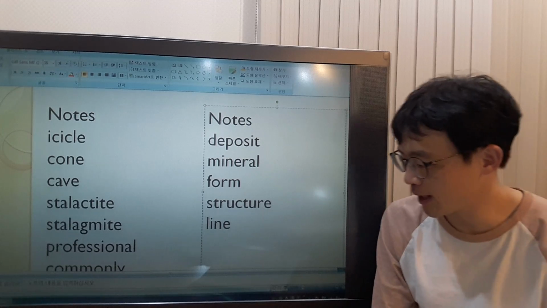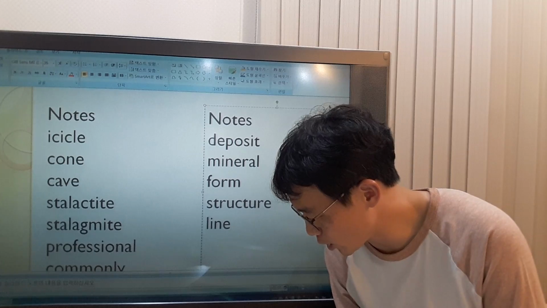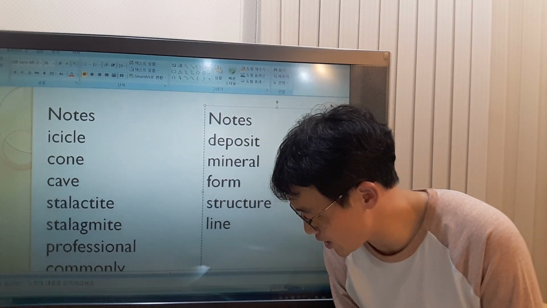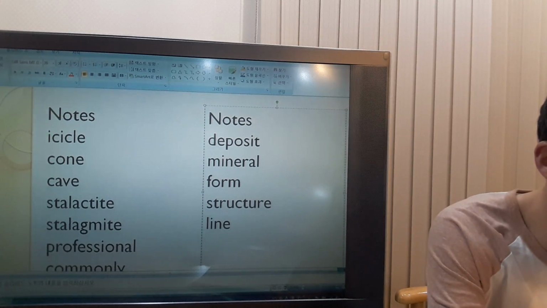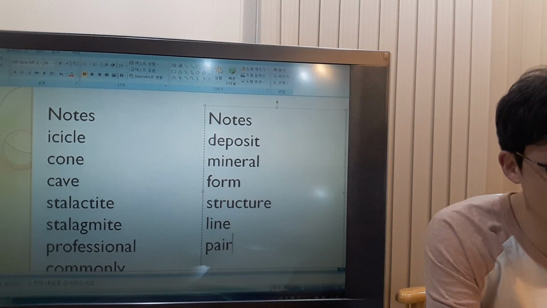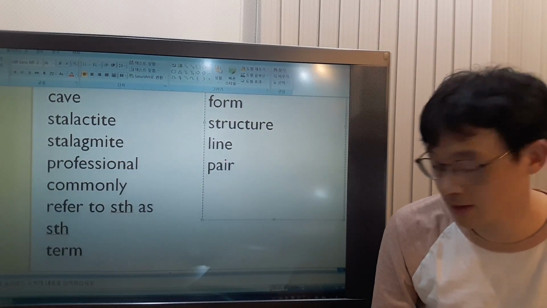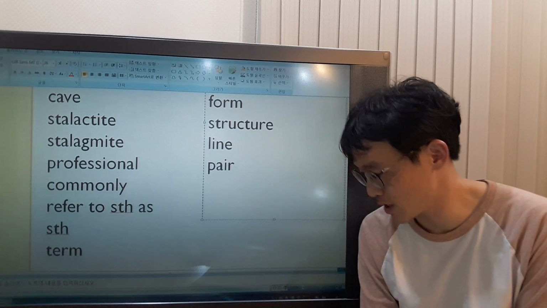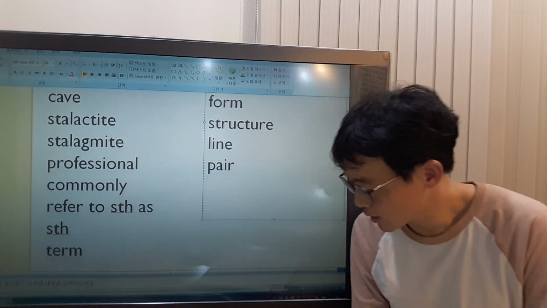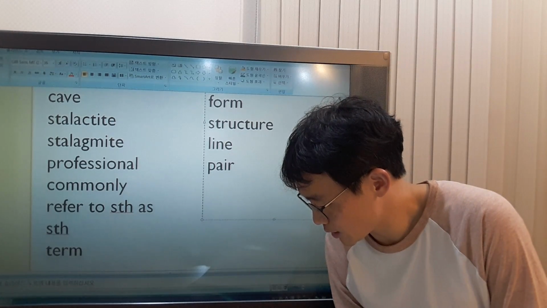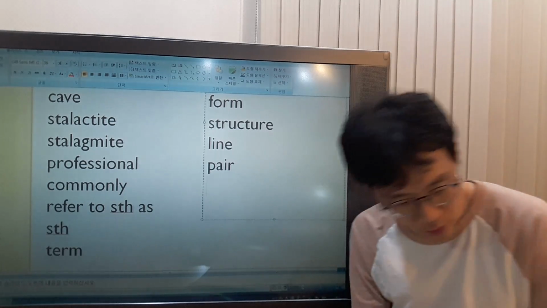Interestingly, they grow in pairs, so unless one has somehow broken off, you will always find one directly beneath the other. Interestingly, they grow in pairs. What's a pair? Pair is two things together, okay? They are in the same shape and size, okay? Like pair of shoes, pair of scissors.